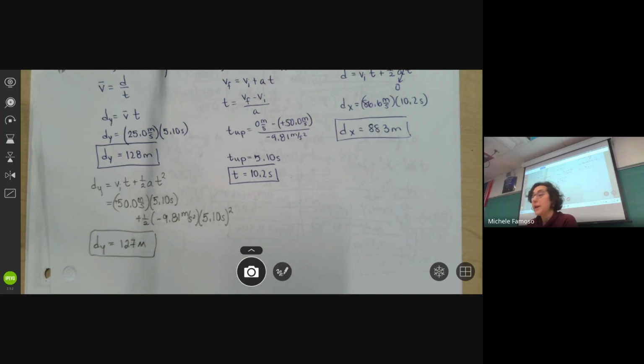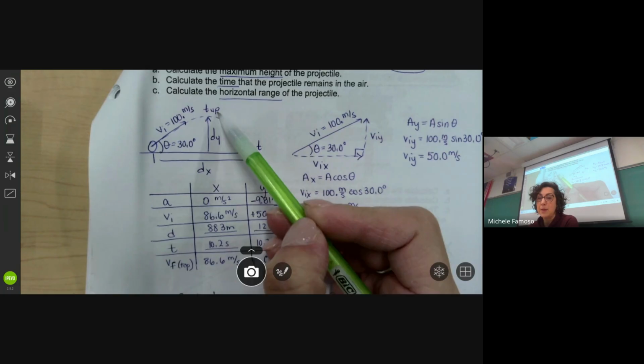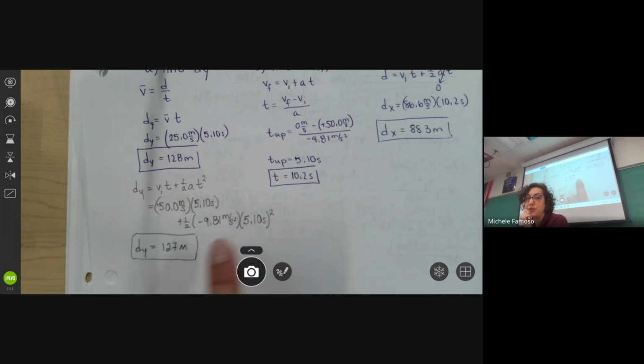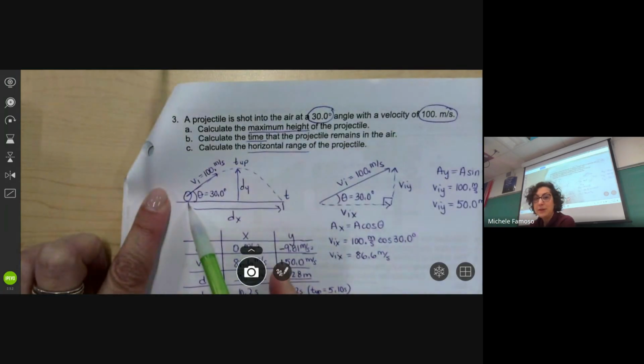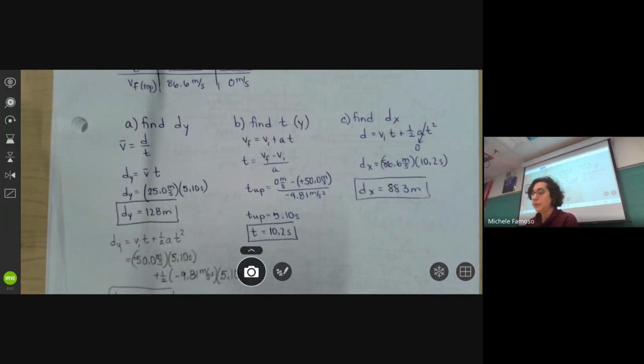Okay? Anything else? Yep. Why did you use the 5.10 for the DY here? Because I only want the distance going up. The time up is half of the total time. If you use 10.2 seconds, your dy would have been 0, which would have meant it started on the ground and it landed on the ground. That's a sign that you have the wrong time. Otherwise, it didn't go up off the ground at all, and it does. Anything else? All right, then let's go to page 24 and let's finish these up, okay?